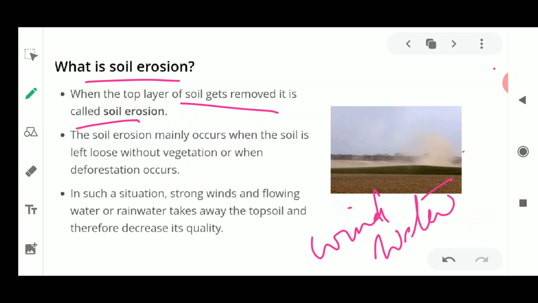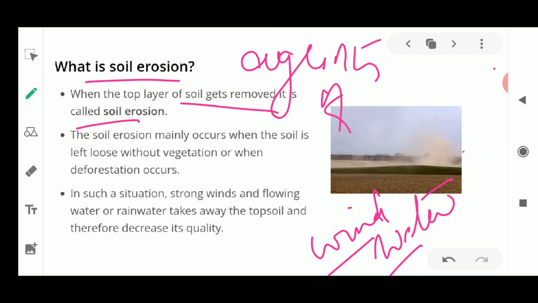So what is soil erosion? Soil erosion is the removal of the top layer of the soil by the action of wind and water. Now this wind and water are the agents of erosion. Agents of erosion means these are the events, or natural processes, or they could be the assistants, the helpers for the erosion to take place.